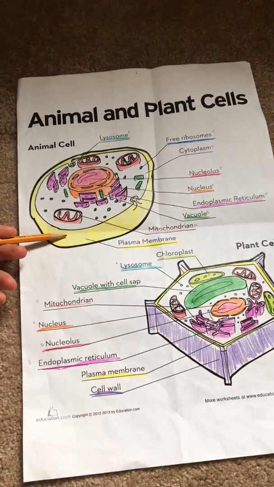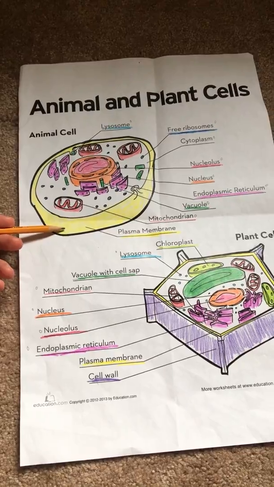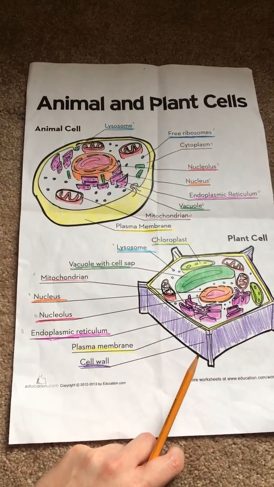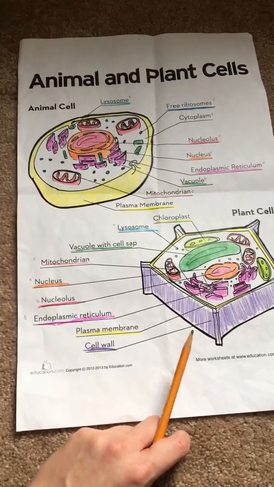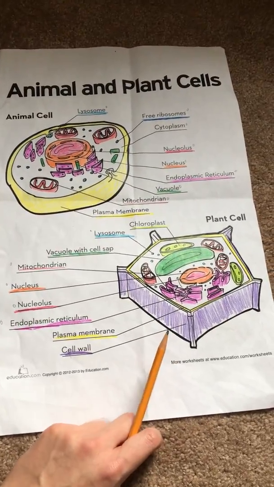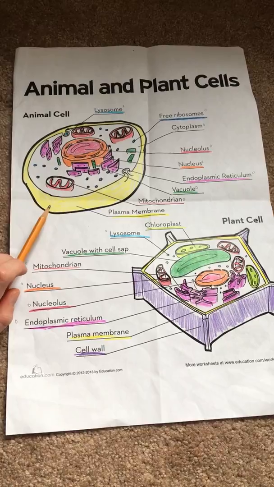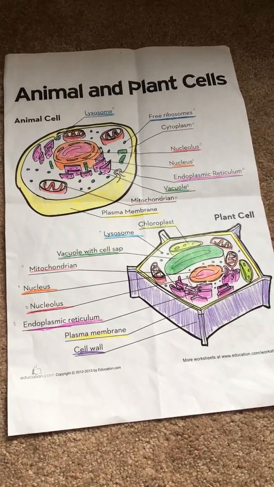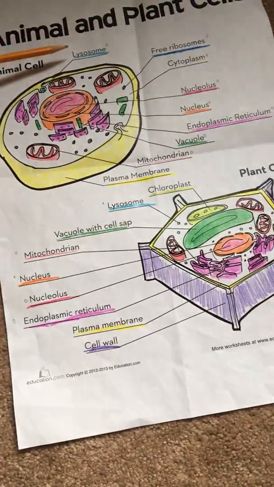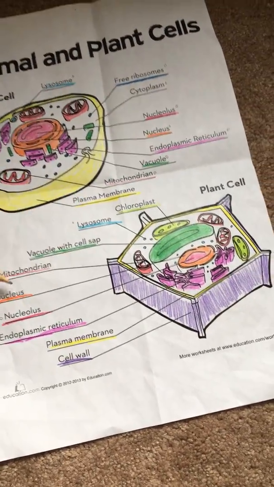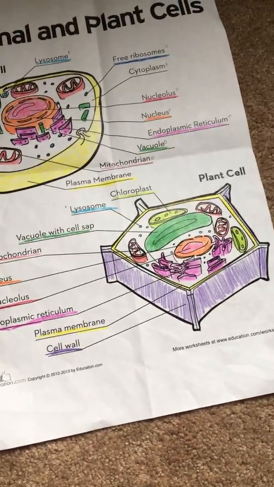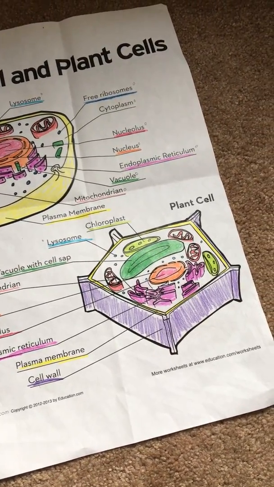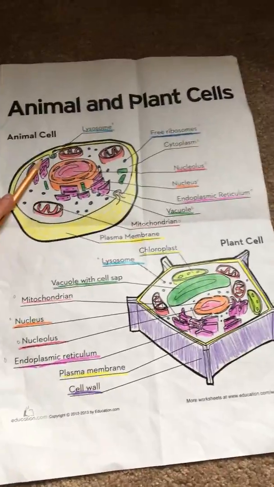So an animal cell only has a cell membrane. There is no cell wall. And this is because the cell wall is a thicker protection and it gives the plant cell more structure. Animal cells are less structured. And in both cells we have lysosomes, mitochondria, nucleus, nucleolus, and the endoplasmic reticulum. And also found in the animal cell are free ribosomes.